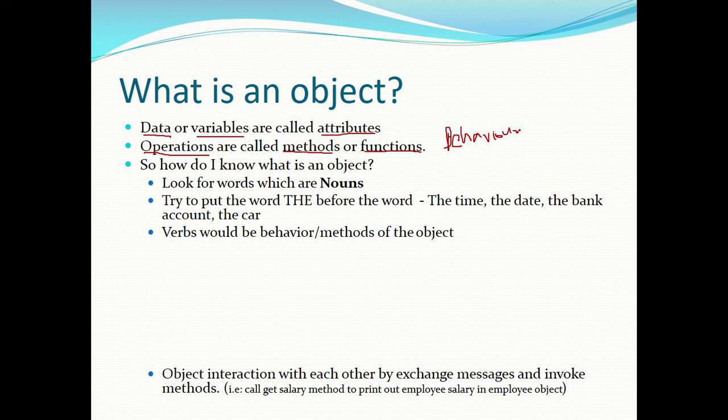These are the names of the object contents. So we think about the object as a noun, and we have to add "the" before it. It's just a standard way. So for example, we have the time, the date, the bank account, the car, the person, the student, the class, and so on. So it has to be a noun, all right? But if we think about the behavior or the method of an object, it should be what? It should be a verb.